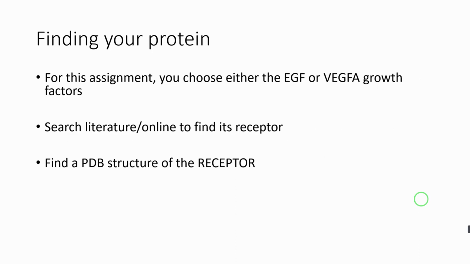For this assignment, you choose either the EGF or the VEGF-A growth factors. So read about them online and pick whichever growth factor is most interesting to you. Then you're going to search the literature or online and find out what the receptor is for this growth factor. And then you'll be looking in the protein database for a structure of the receptor, not the growth factor.